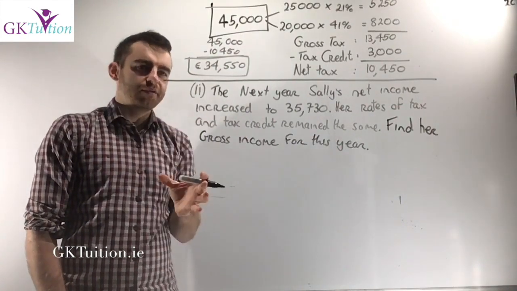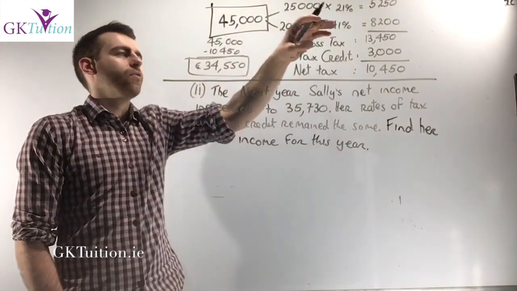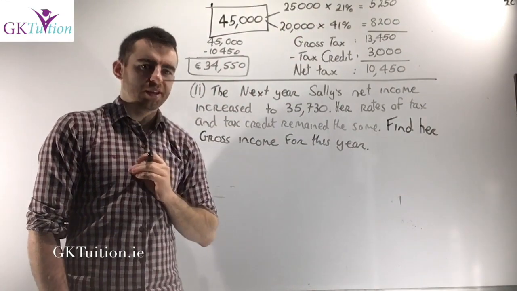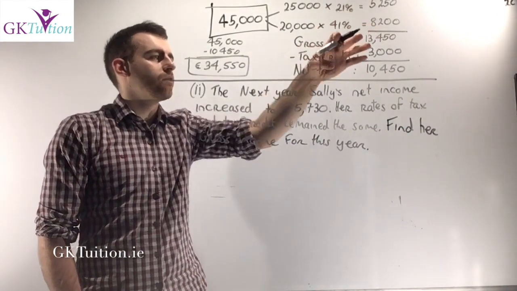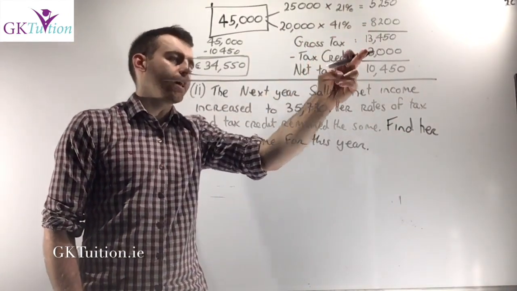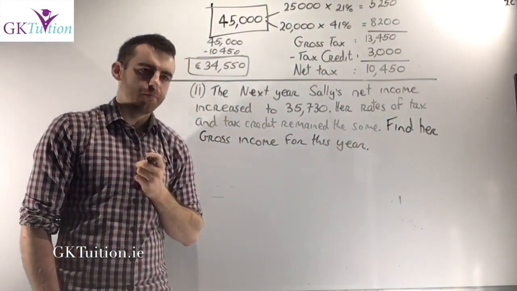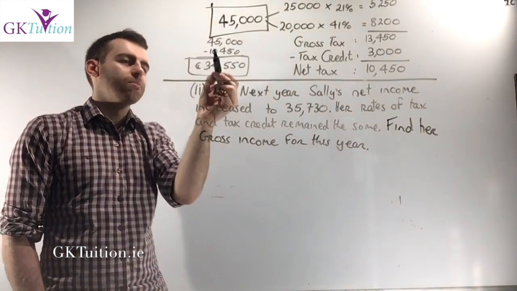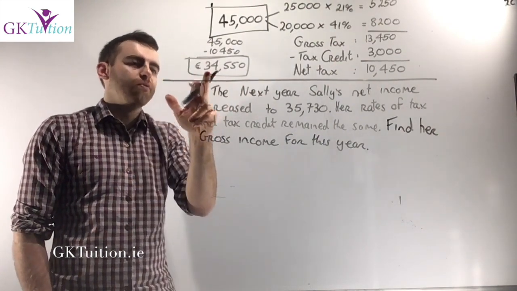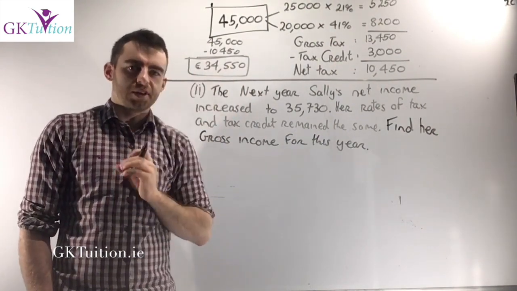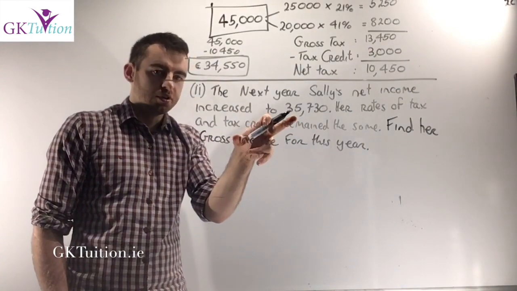We worked out in part 1 that she earned 45,000. On the first 25,000 that she earned, she was going to pay 21% tax. On the remaining 20,000, she was going to pay 41% tax. We added those together and we got 13,450. We subtracted her tax credit and worked out that her net tax was €10,450. If we take her gross income, 45,000, minus her net tax, it told us that her net income was €34,550 the previous year. But now the next year, her net income is €35,730.